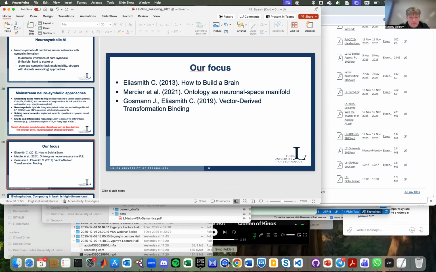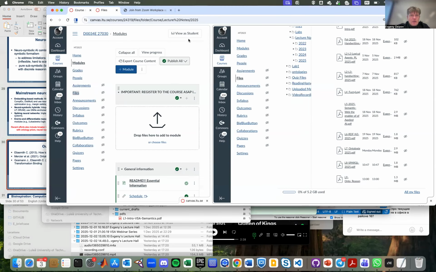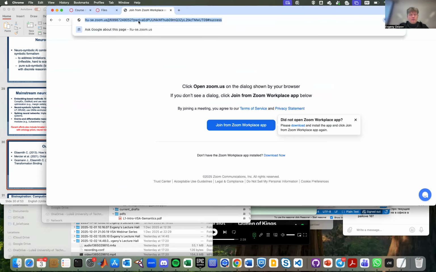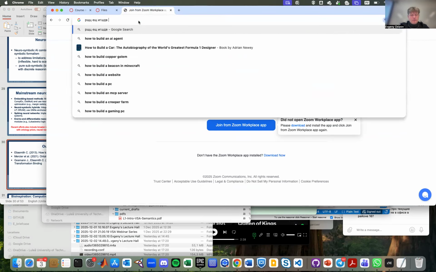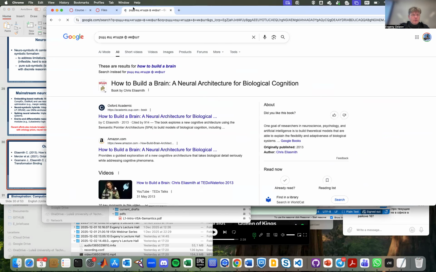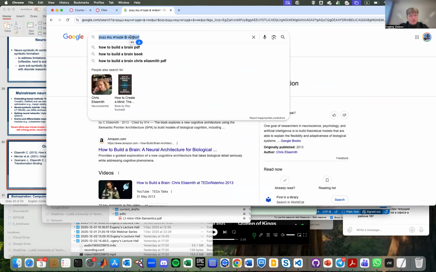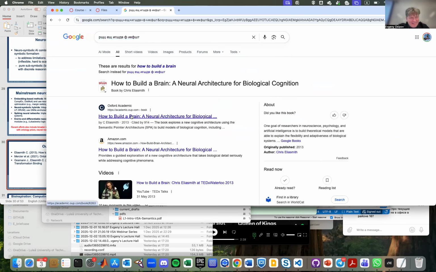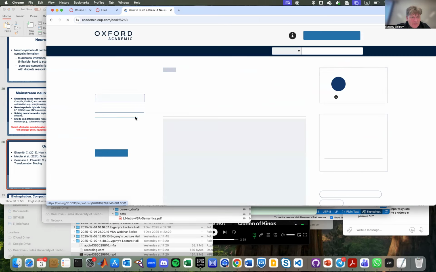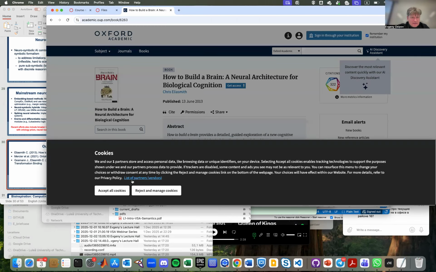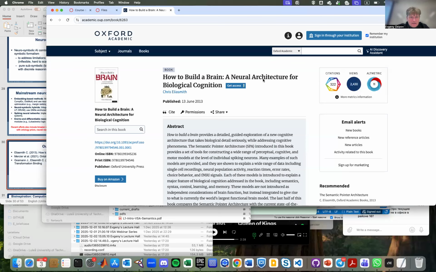So let me just quickly check how to build a brain. Oops, no, that's too harsh encoding. Okay, it understood me. Cool. Yes, how to build a brain. So yes, accept cookies. So let's see. Yeah, so it looks like this. You definitely can find some PDF somewhere.